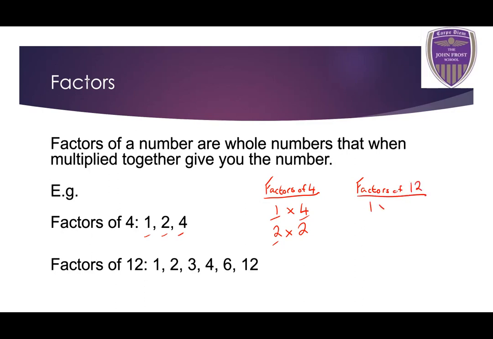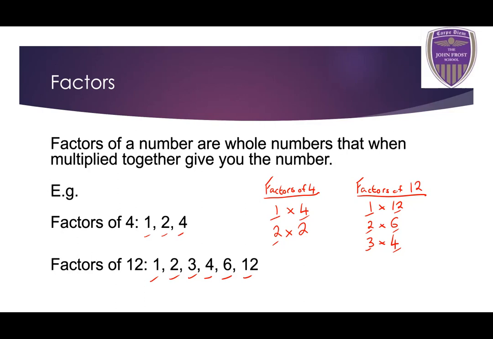Well, we could do 1 times 12. We could do 2 times 6. We could do 3 times 4. Now, obviously, we can do 4 times 3, but because we've already got 3 and 4 written there, we don't include that. So the factors of 12 are 1, 2, 3, 4, 6, and 12.